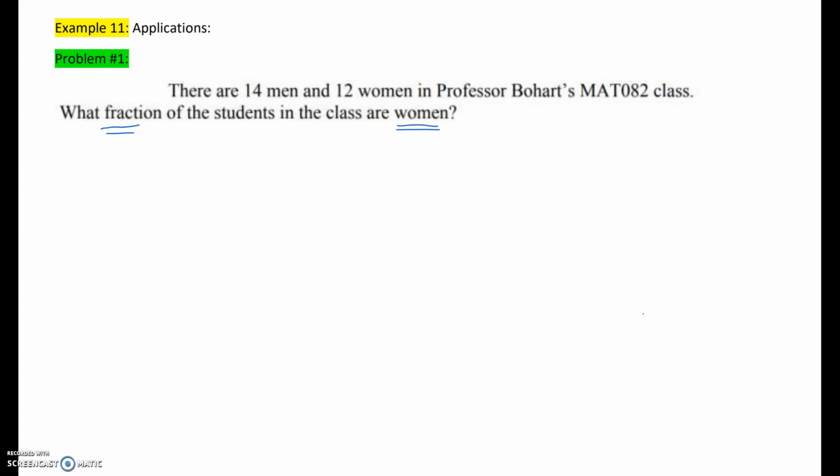So in this case, let me first get the total. The total is going to be 14 plus 12, so that's going to be 6. I'm getting 26 students. It's not going to be our final answer, so I'll leave it like that. Now let's look at the fraction for the females. So for the women, we're actually going to have 12 of them, so 12 over 26.